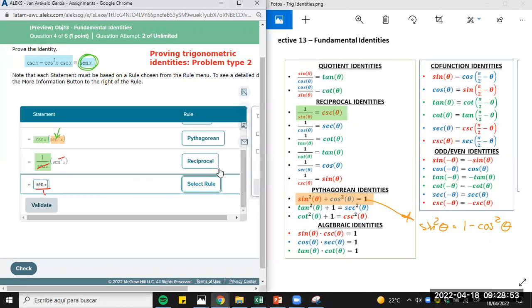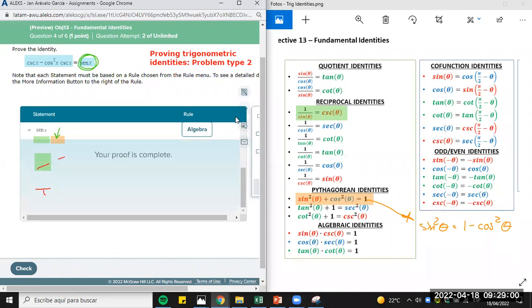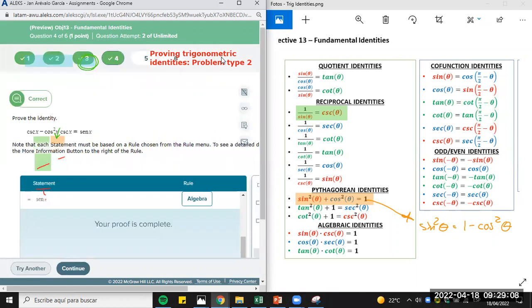That was an algebraic procedure. Validate. Your proof is done, and check correct. Is it correct, Alex? Okay, thank you.